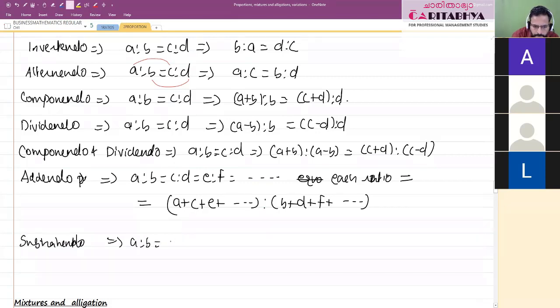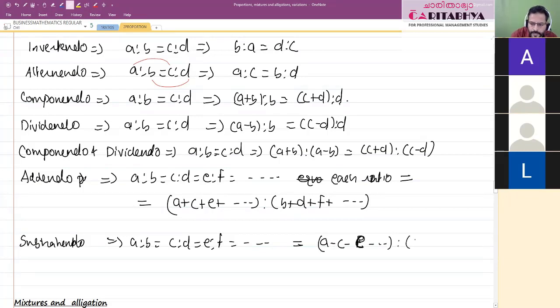A is to B equal to C is to D equal to E is to F equal to etc. Each time it will be equal to A minus C minus E minus etc. is to B minus D minus F minus etc.